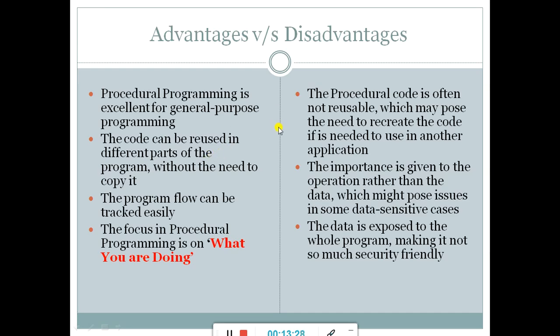So there are certain advantages and certain disadvantages. The advantages are, procedure programming is excellent for general purpose programming. The code can be reused in different parts of the program without the need to copy it. The program flow can be tracked easily. The focus in procedural programming is on what you are doing, more emphasis is on what you're doing, not on how the data is getting affected.